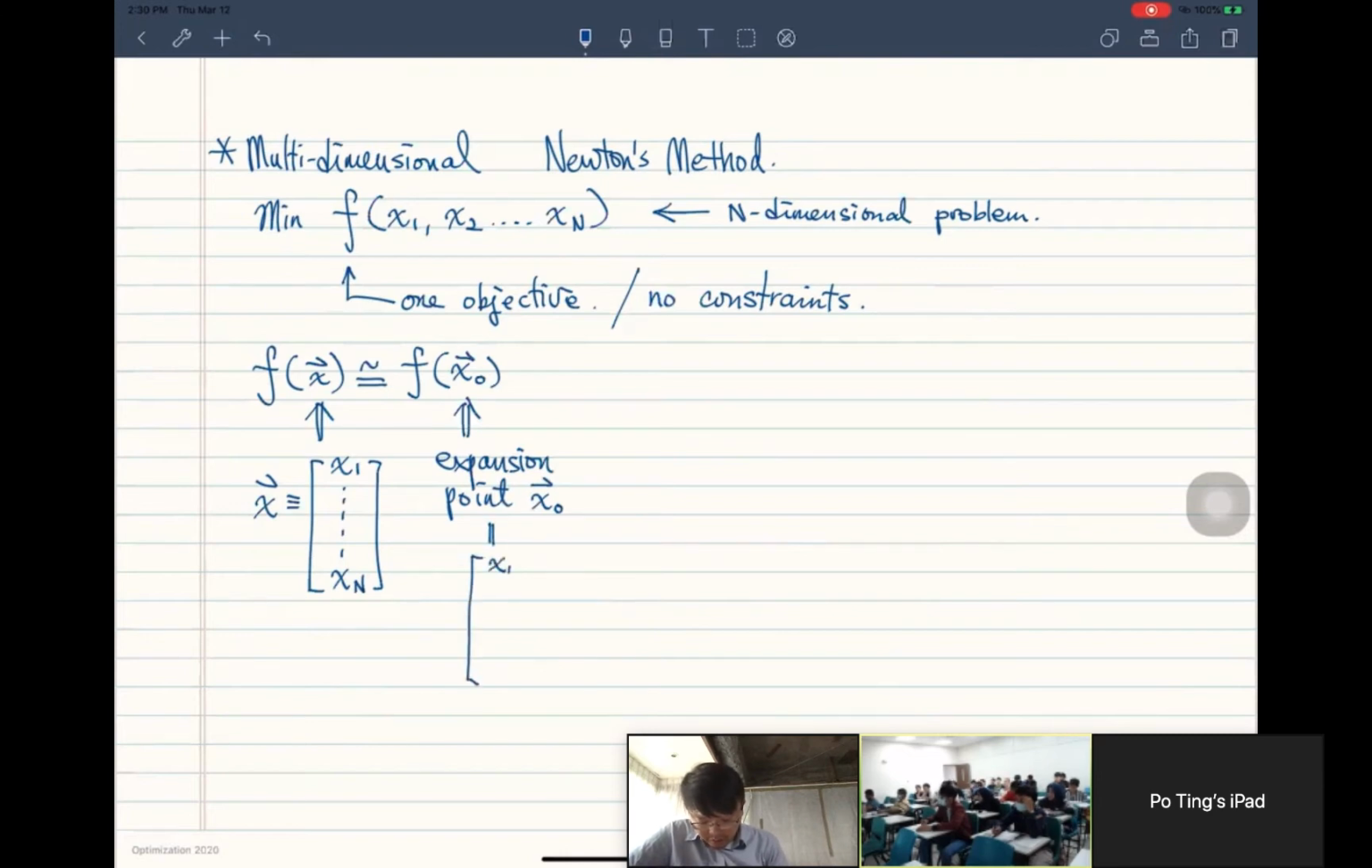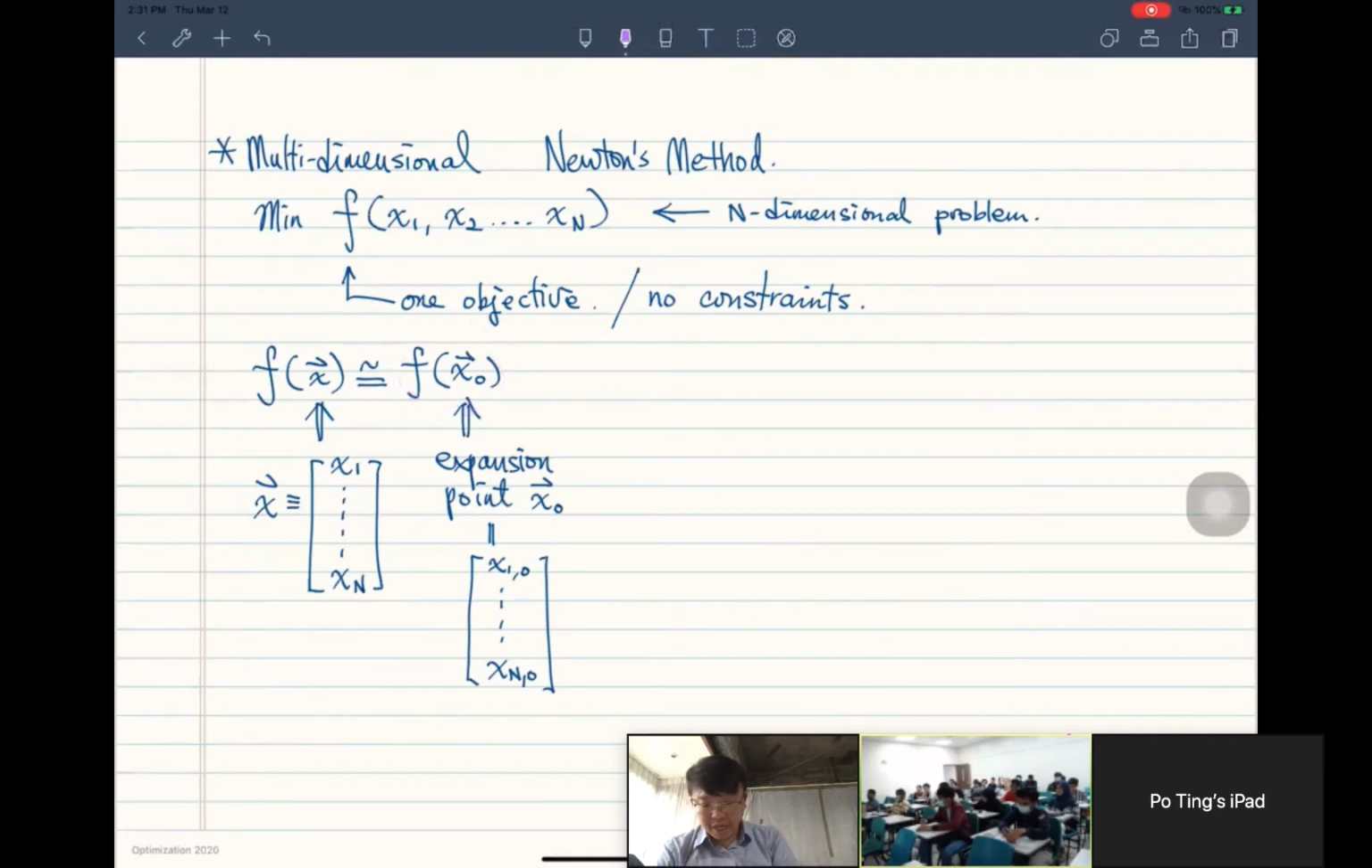It's a vector, like x1,0 up to xn,0. So 0 means it's a given point. It's some point we chose, and we know the value of it. And we substitute into f to get the function value. So when we plug in, this is a value.